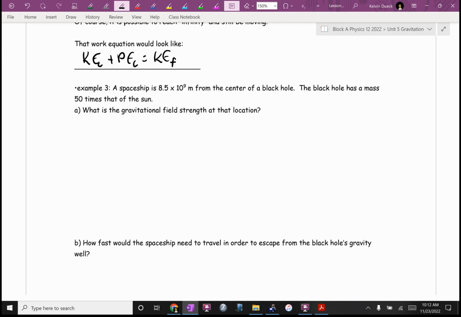A spaceship is 8.5 times 10 to the 9th meters from the center of a black hole. The black hole has a mass of 50 times that of the sun. Oh, I like this question. Claudie, what's part A asking me to find? Is it saying find the gravitational force?